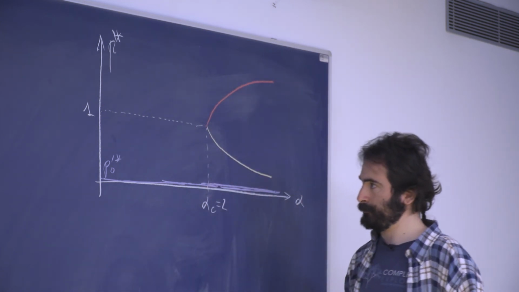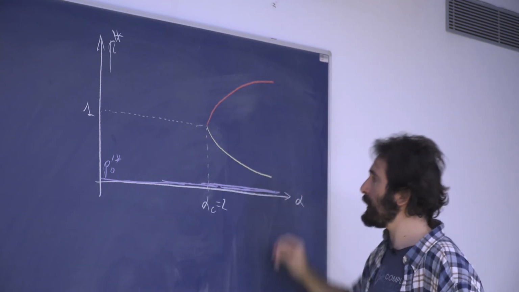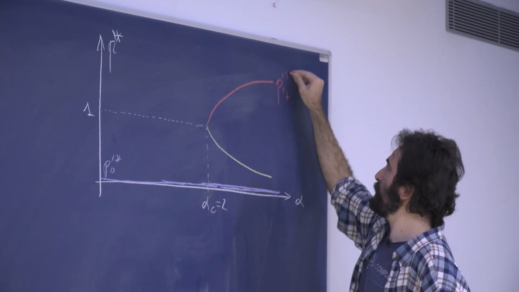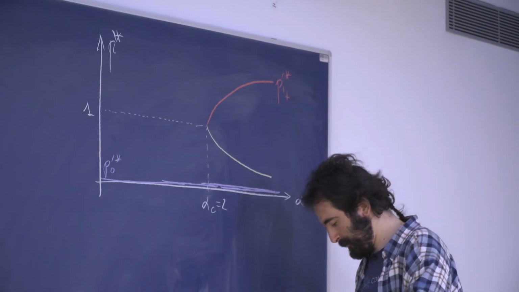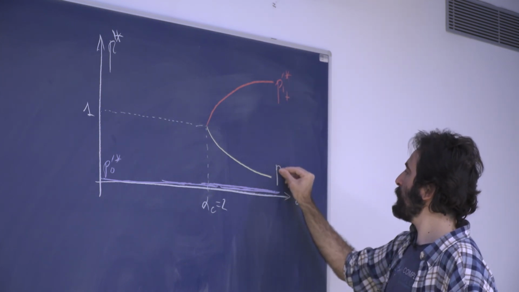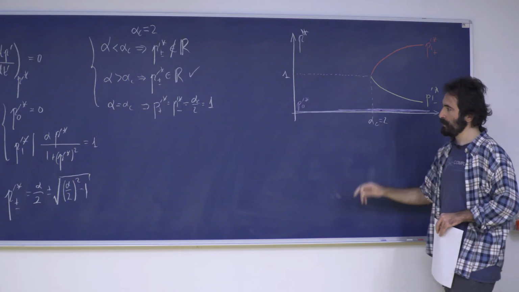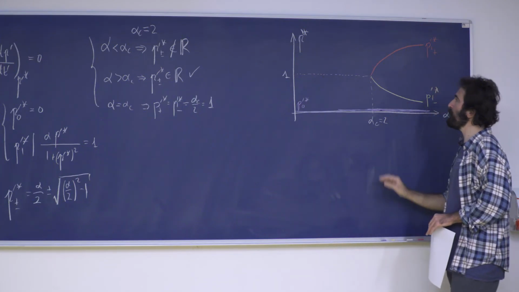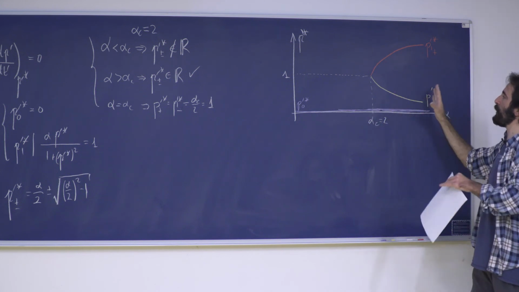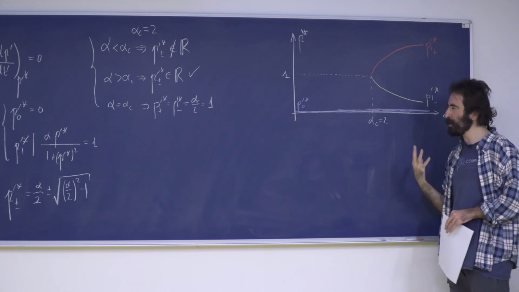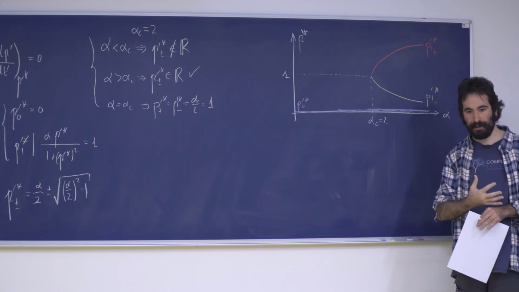Okay, great. So this, if you want, is going to be P1 plus, okay, and this is going to be P1 minus, okay? Great. So we now have how this bifurcation diagram should look like. And we want to interpret this. But first off, we need to look at, well, okay, who is stable here?